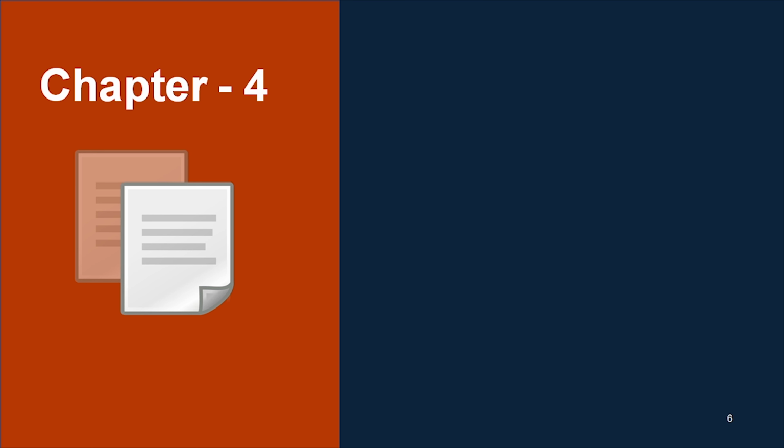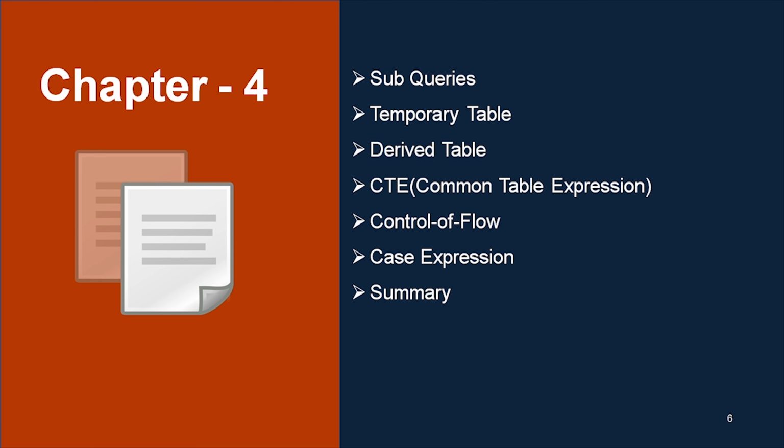In Chapter 4, we will start with some of the most powerful topics like subquery, temporary table, derived table, common table expression, also called CTE, control of flow, and case expression. These topics are very useful to write the functionality of your application. Finally, we will discuss the summary of the chapter and also appear for the assessment test.